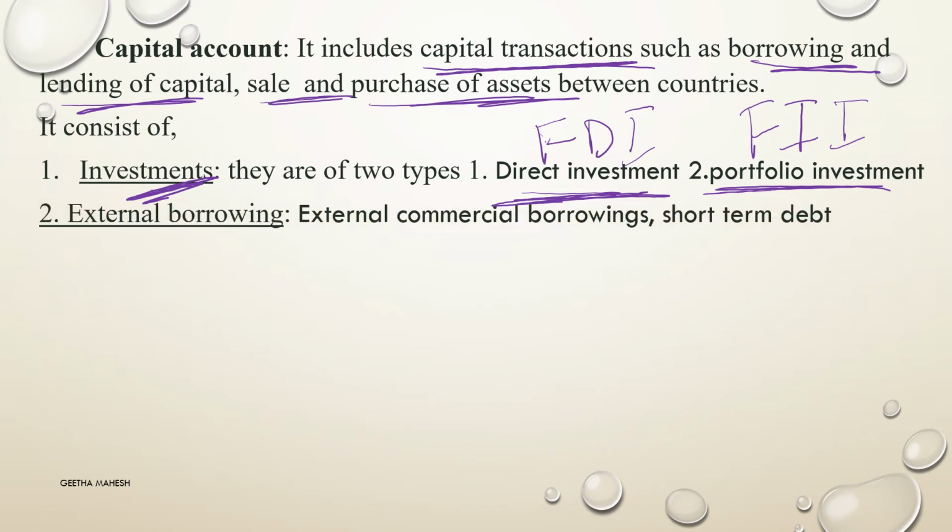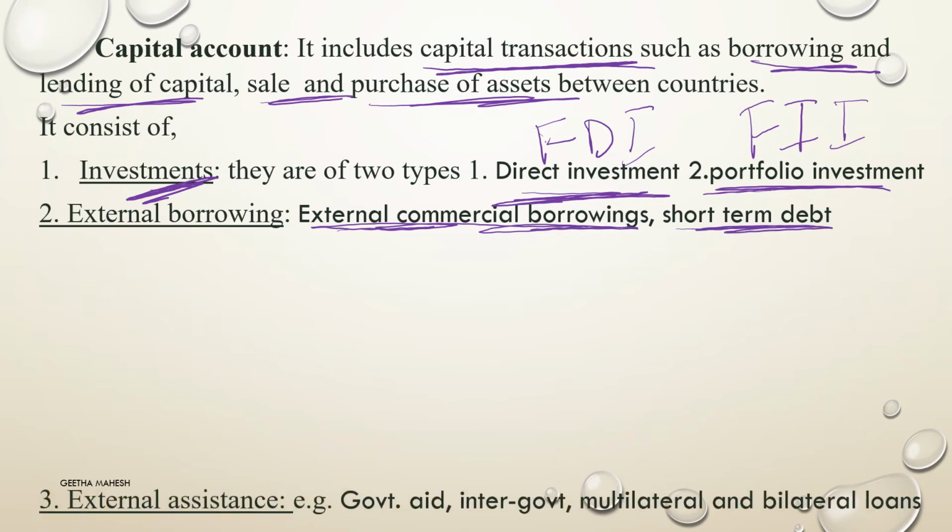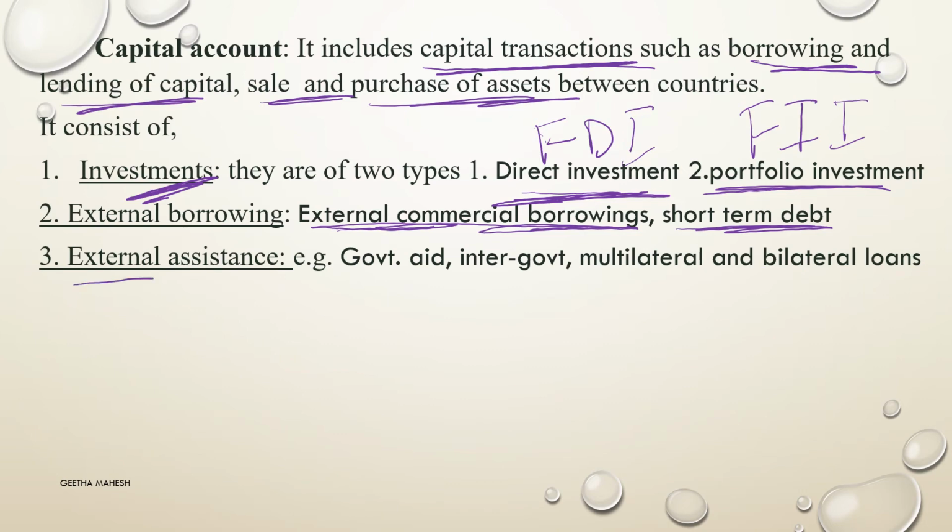Next one is external borrowing. External borrowing means a country can borrow from other countries or other countries can borrow from our country, will be entered under external borrowing. External borrowing includes external commercial borrowings and short-term debts. Next one is external assistance. Here it may be a government aid or intergovernment, multilateral or bilateral loans will be discussed under external assistance.